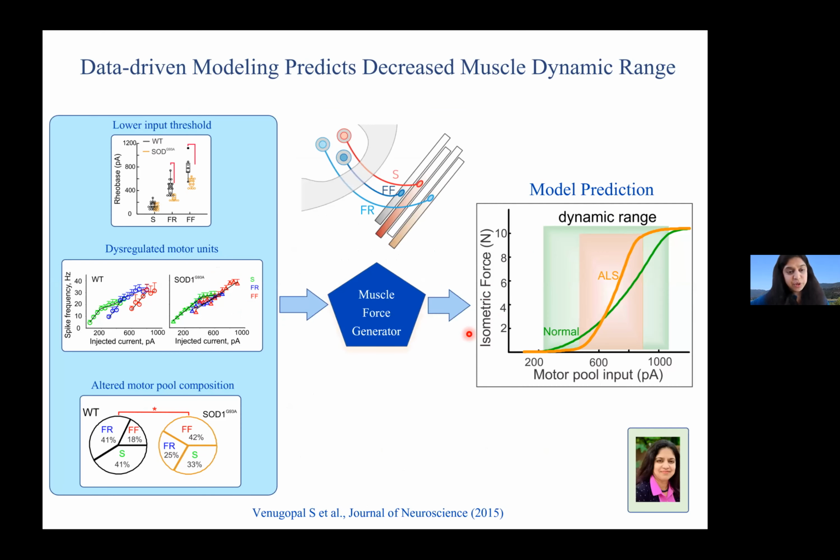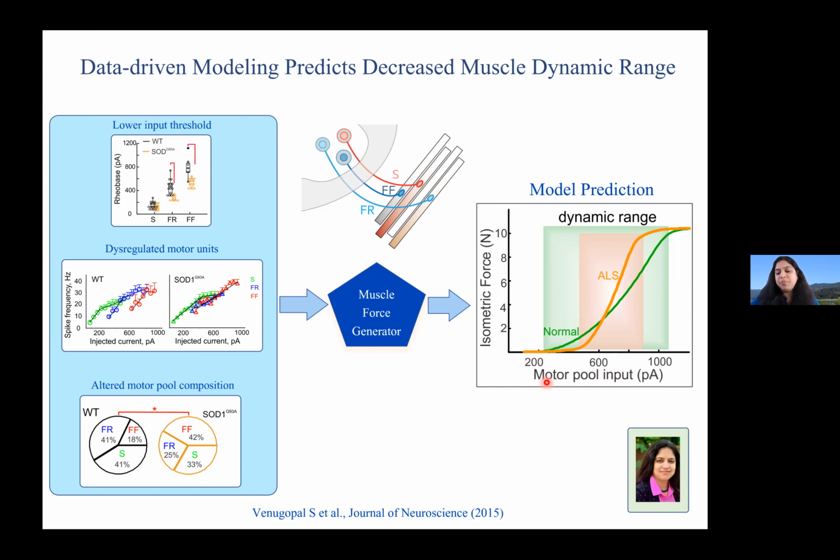Since we studied a certain class of motor neurons, I was curious to see how that would manifest into muscle dysfunction. So I took these data sets that I had collected and generated a muscle force generator model, which coupled the aspects of the motor neuron properties that we had observed into muscle force generation. And this is a prediction that came out of that.